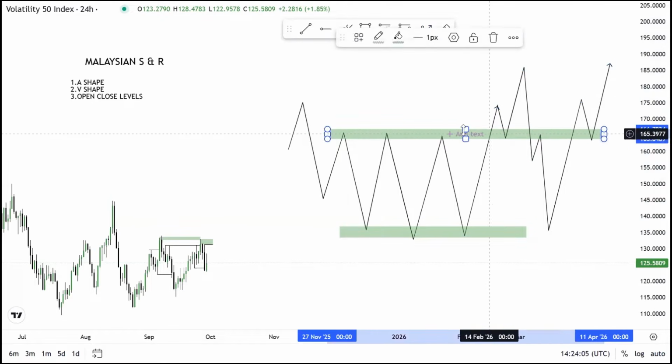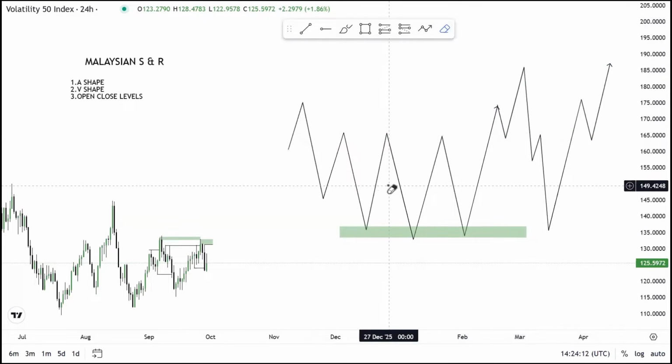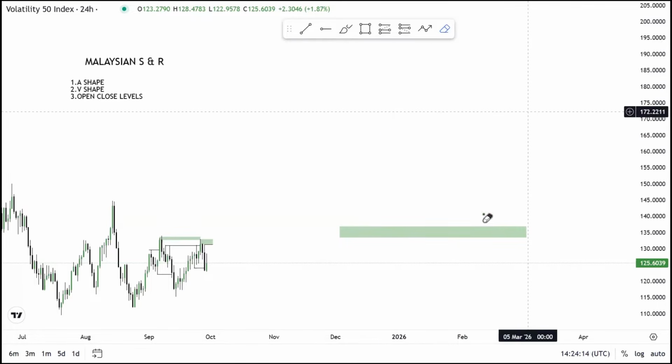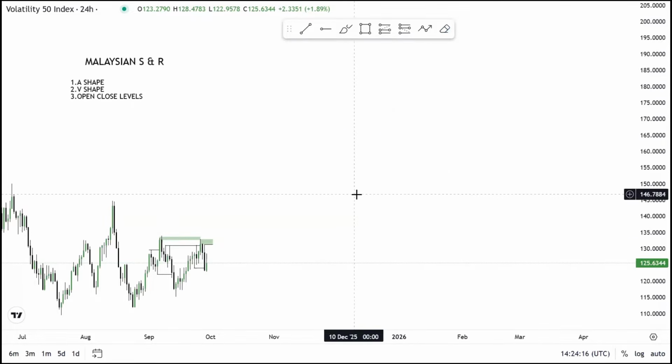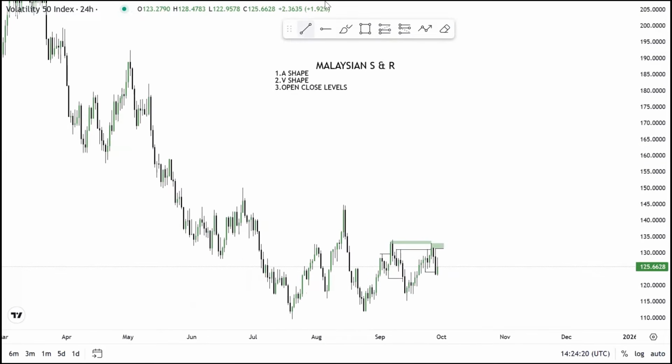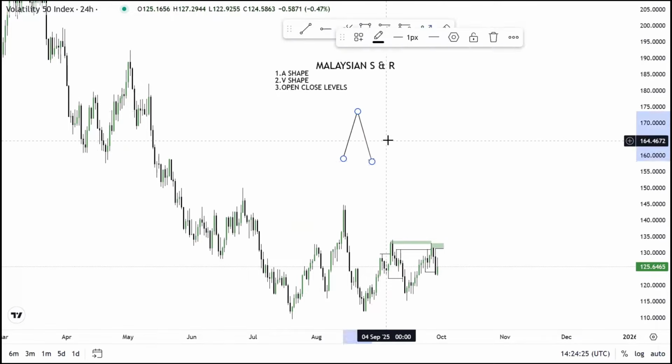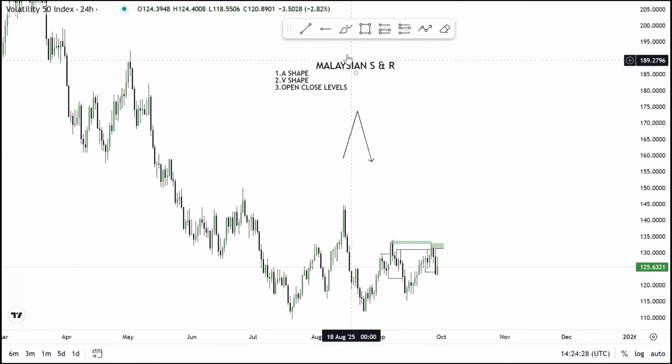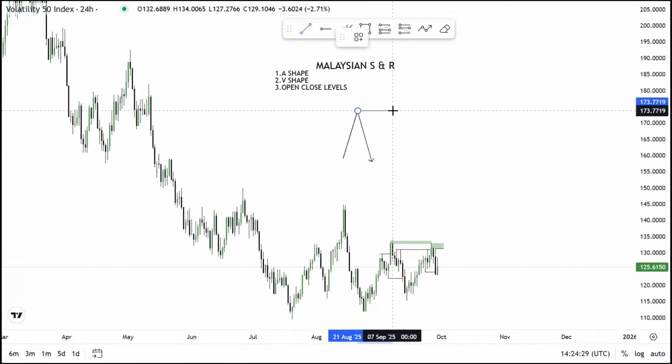But this is far from that. You're going to learn how to actually apply this strategy and refine your entries and all. So now, what is the A-shape level? The A-shape level, from the word, is like this. These kinds of levels are what we call the A-shape level.